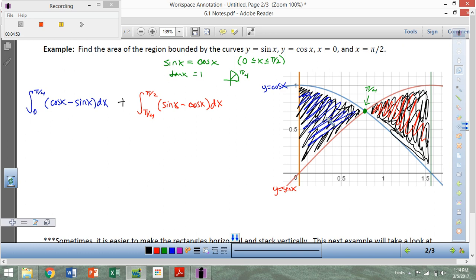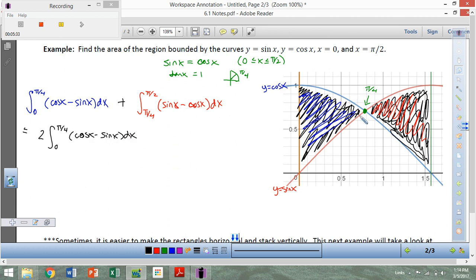There is one other way to handle this. It's actually a little bit easier than doing that. One thing I could do is evaluate this, plug all that in, evaluate this, plug all that in, which is totally fine. But what you should notice if you look at this region is that this region is exactly the same area as this. Right? They are exactly the same. So instead of doing this, I could actually just do 2 times the integral, and I could just pick one. I'm just going to do the first one. 0 to pi over 4 of cosine x minus sine x dx.